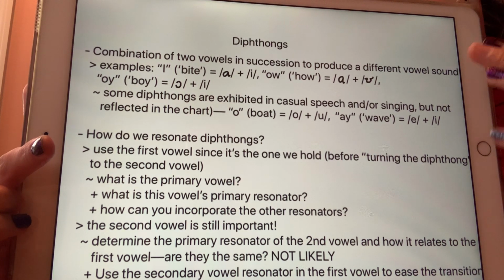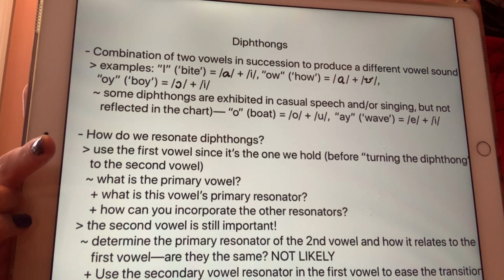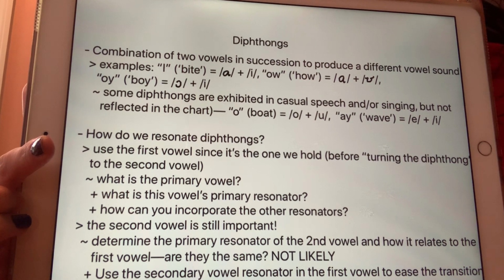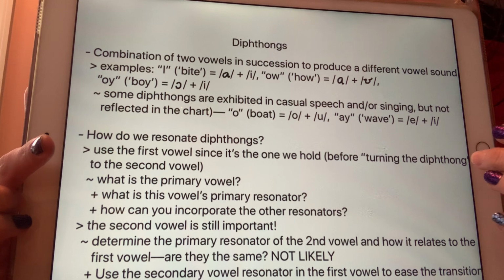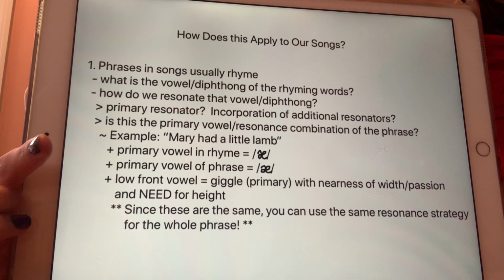So all of the resonators need to be in play for us to make a full, complete sound when we turn that diphthong, so it doesn't sound like something different, so it doesn't catch the audience's ear and detract from the meaning of the actual lyric. Which brings us to the next thing. How do we apply this to our songs? How does this impact how we actually sing?